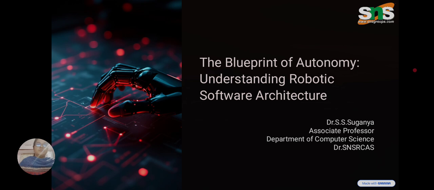Today in this video, I am going to share about the key concepts in robotics. So, robotic software architecture, which forms the backbone of how a robot perceives, decides and acts autonomously. So think of this as a blueprint of autonomy, defining how the different software components interact within the complex robotic system.